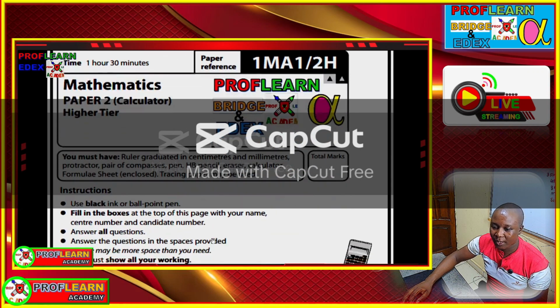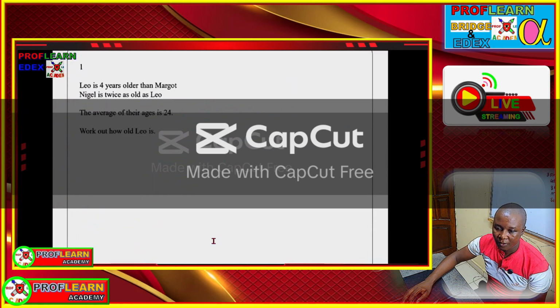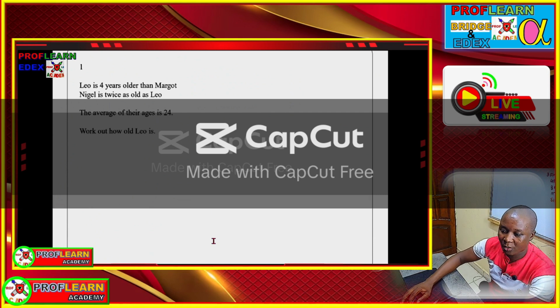And look at what the main areas and key concepts are that we are going to look at here. And you can see here we are told that Leo is 4 years older than Margot. Nigel is twice as old as Leo, and the average of their ages is 24. So we are supposed to work out how old Leo is.